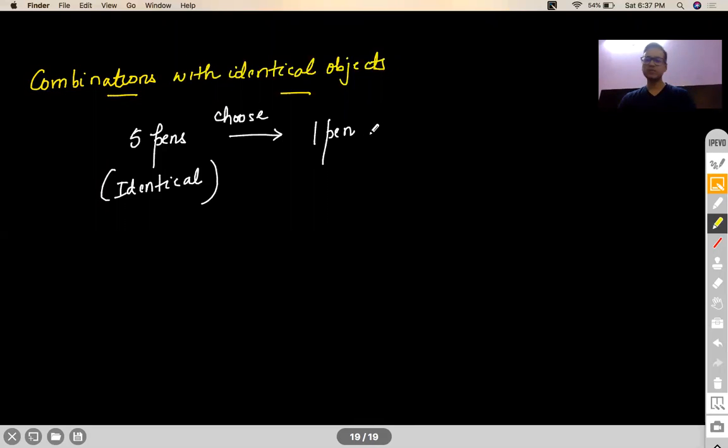Will you say 5C1? Especially those who are still living in this NCR world. No, the answer is only one way. Correct, Aditya. Yes, Gayatri, you will not say that. The answer will only be one way, because if you choose any one of these 5 pens, it will not be different from any other. Are you getting my point?